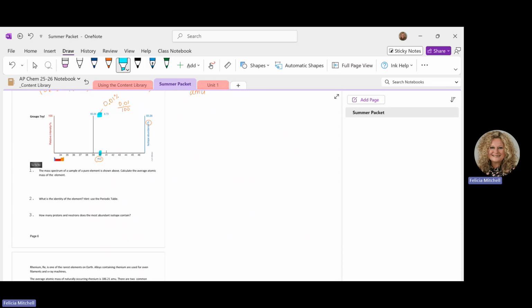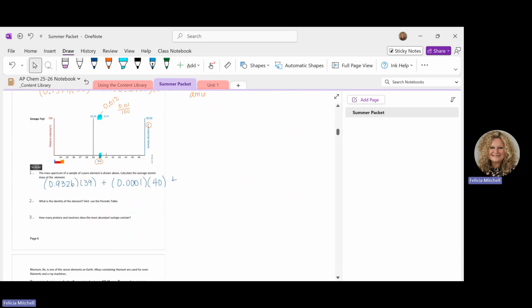But basically it says here, give me the average atomic mass. I'm going to do the weighted average. I'm going to say 0.9326% of the time, the mass is 39. I'm getting that from the x-axis. 0.0001% of the time, the mass is 40, plus 0.0673 times 41. Where'd I get that? Right here. And I'm getting that 6.73 up there, divide by 100.